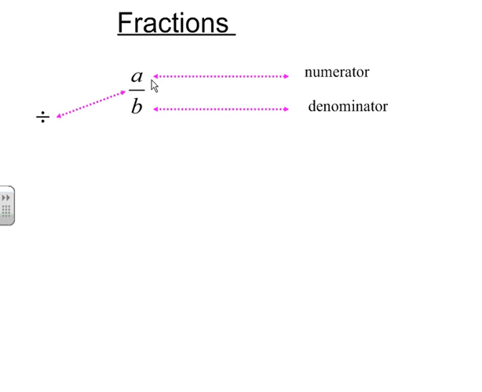A fraction is made up of a numerator and a denominator. The numerator is on top, the denominator is on the bottom. This fraction bar is another word for a division sign. So this is a divided by b, the numerator divided by the denominator. We can kind of look at this as shorthand or like text talk.